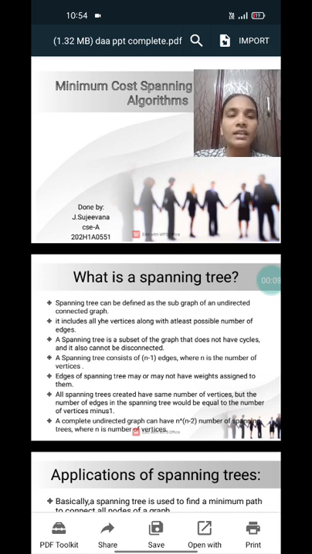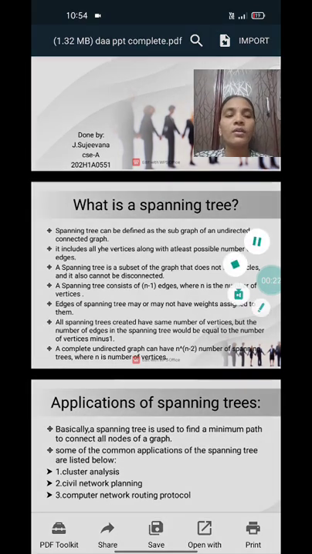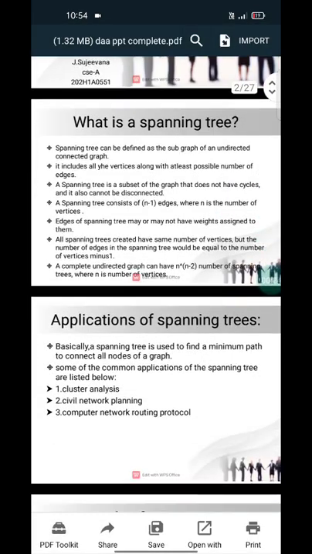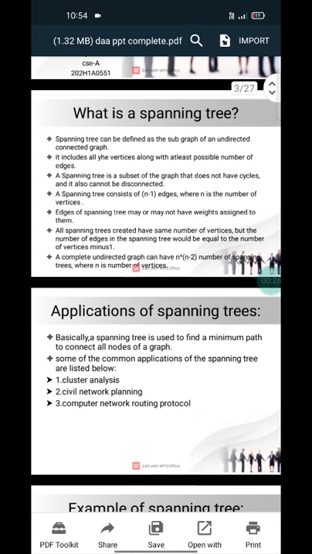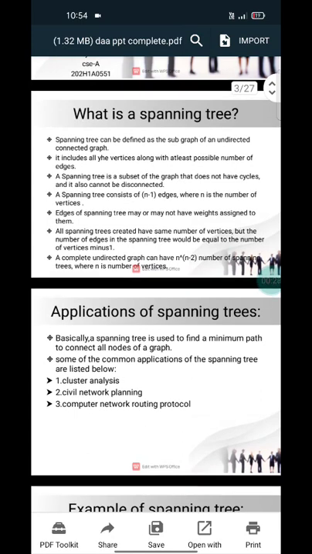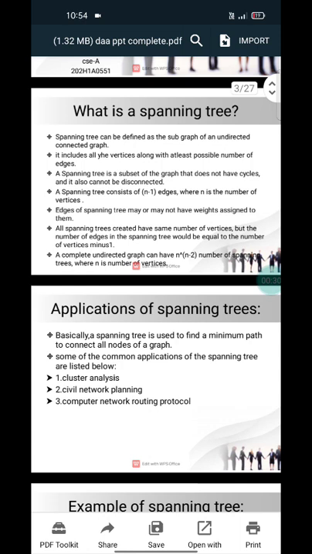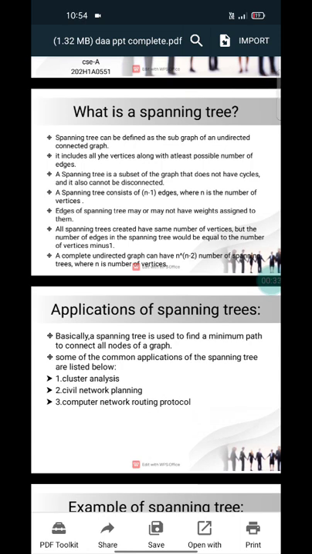Today I am here in front of you to explain my tech talk on minimum cost spanning trees and its algorithms, which comes in the subject of design and analysis of algorithms. Here, first of all, what is a spanning tree? The spanning tree can be defined as the subgraph of an undirected connected graph. It includes all the vertices along with the least possible number of edges.